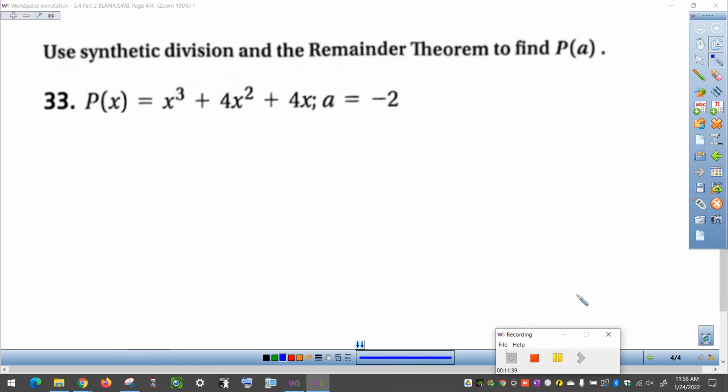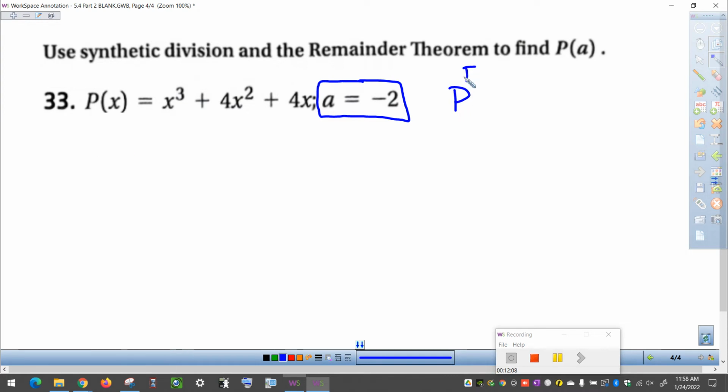All right, now I want to finish by actually showing you what the remainder theorem problem is going to look like in your homework assignment for tonight. So this is a sample problem that you will see on tonight's assignment, number 33. So it says to use synthetic division and the remainder theorem to find P of A. So what it's doing at the start here is it's showing us P of X, and then it's telling us the value of A at the end. So we want to find P of A.